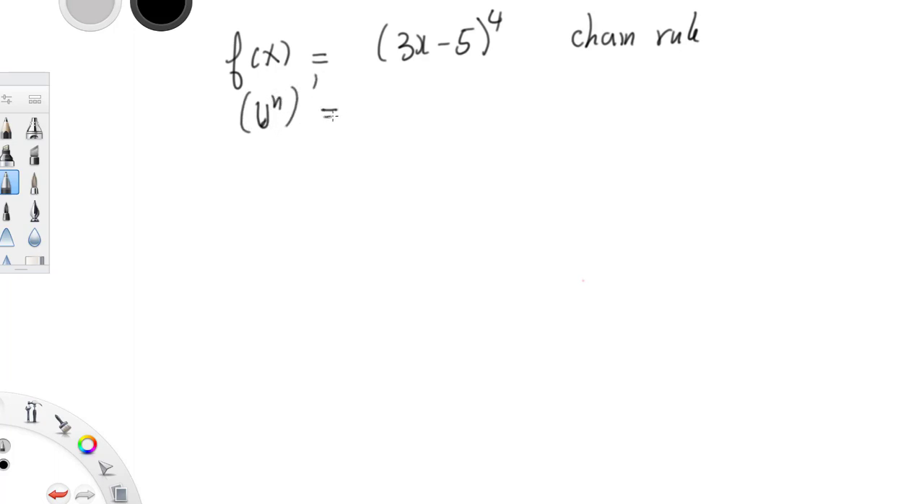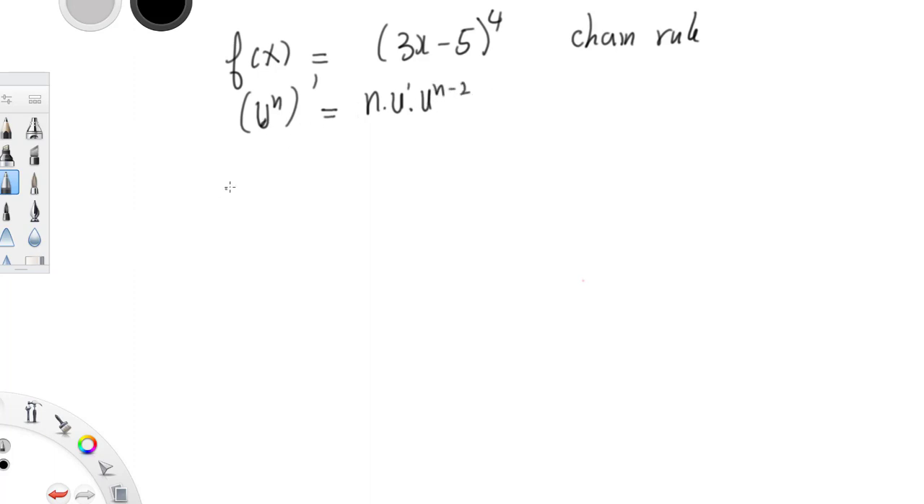Powers, like you have the chain rule, so you have f of x equal 3x minus 5 to the power of 4. And we have to find the derivative, right? So here we're going to apply the chain rule, right? The chain rule, if you want to find the derivative, because if you have u to the power of n prime, and we suppose that u is a function, u to the power of n prime would be n times u prime times u to the power of n minus 1, right?